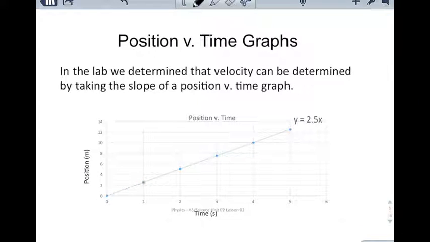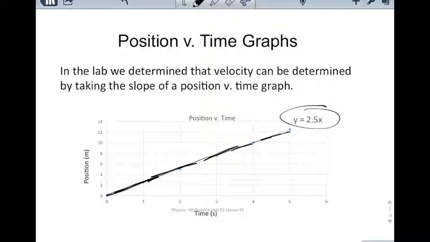Position versus time graph. So in the lab, we determined that velocity can be figured out by taking the slope of a position versus time graph. So we have a position versus time graph, and whenever we find the slope of this particular line, like we did here with 2.5, that slope of the line references what the velocity is, or how many meters per second the object will travel.